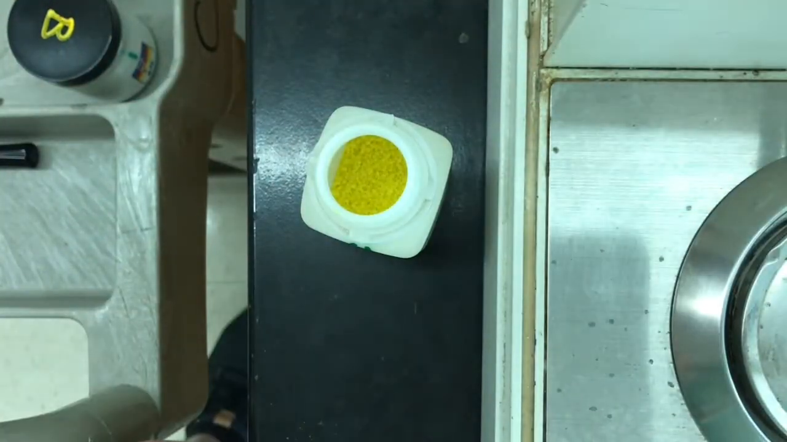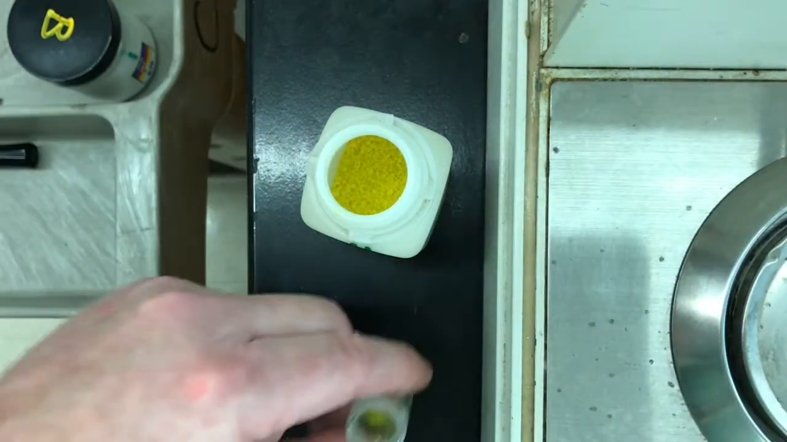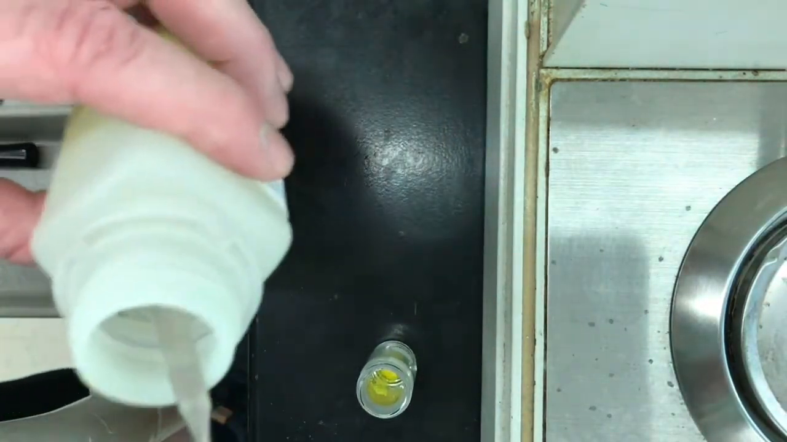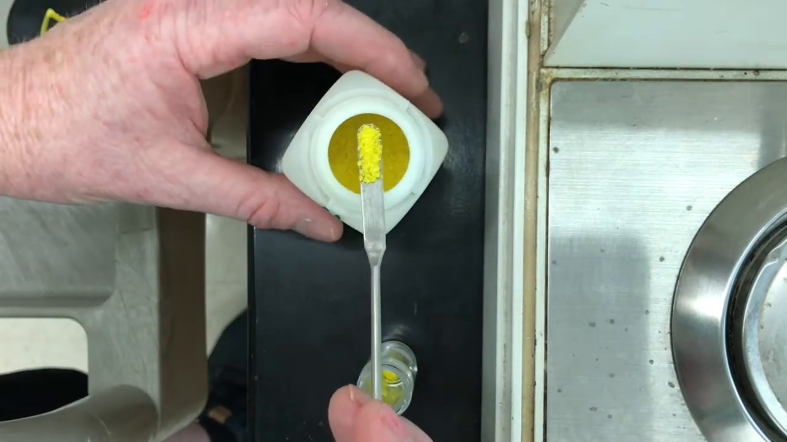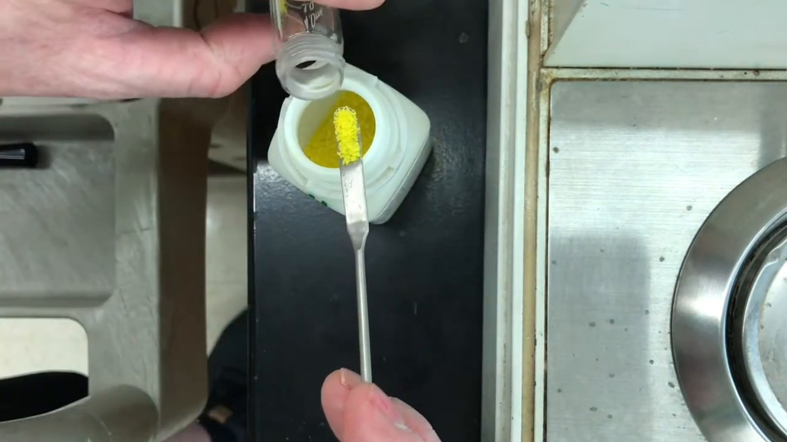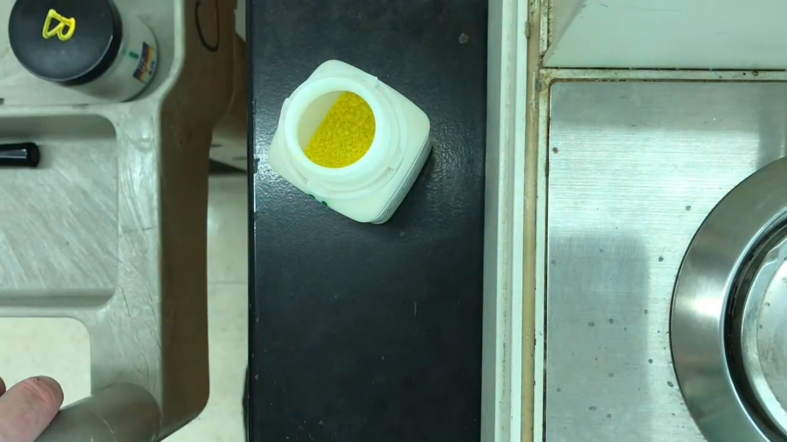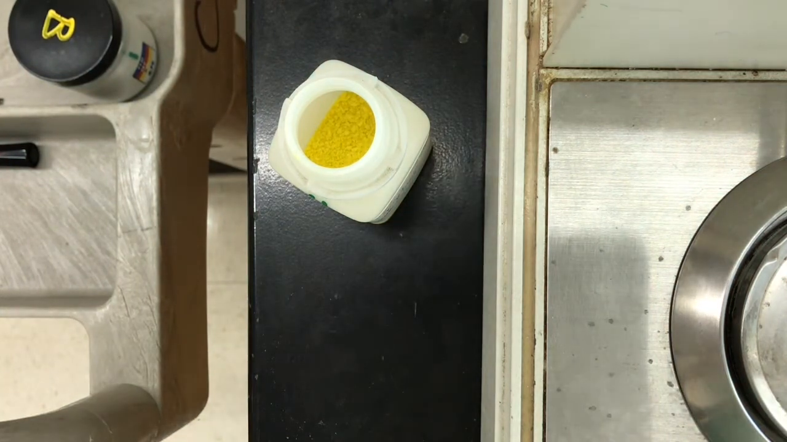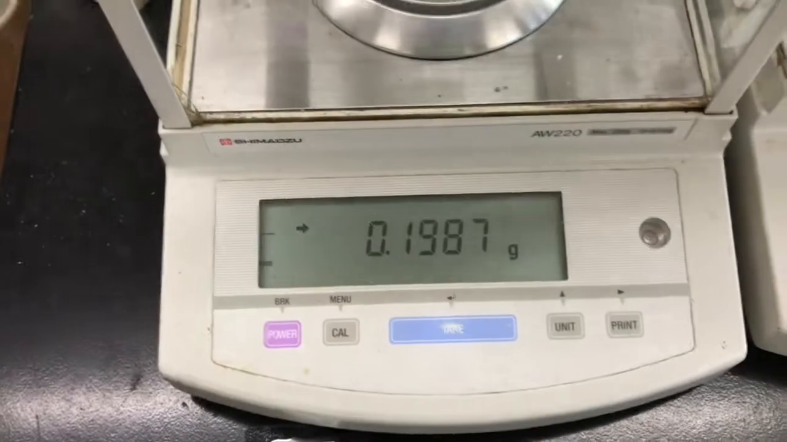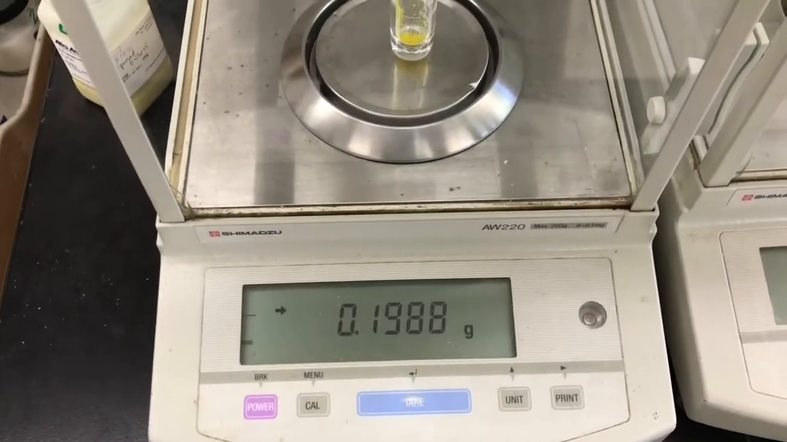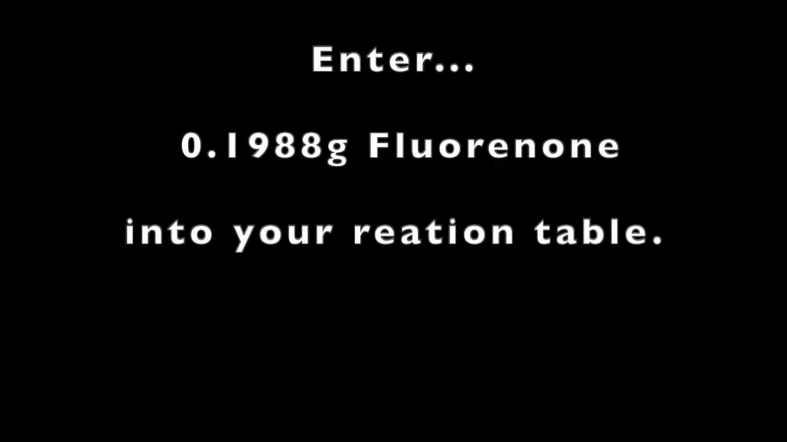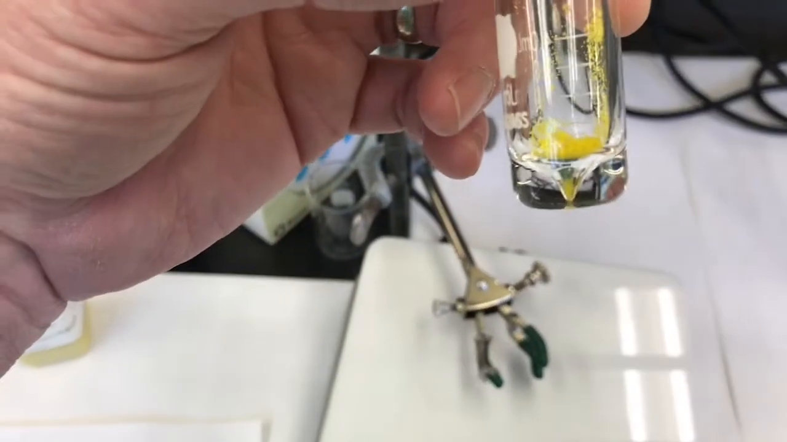And I put that in, that's at 0.11, about halfway there. Close enough. About 0.198687. 0.1988. Okay, there's my yellow fluorinone solid.